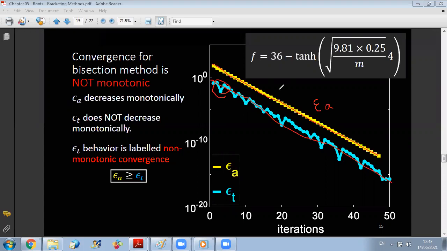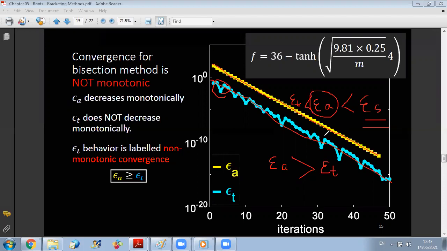But what is interesting here is that epsilon approximate, the approximate relative error, is always larger than epsilon true. And this is very good for us because epsilon a will always decrease. And if we ensure that epsilon a is smaller than a certain stopping criterion, we can be sure that epsilon true will also be smaller than this value. So it's enough for us to check for epsilon approximate, for the approximate relative error.